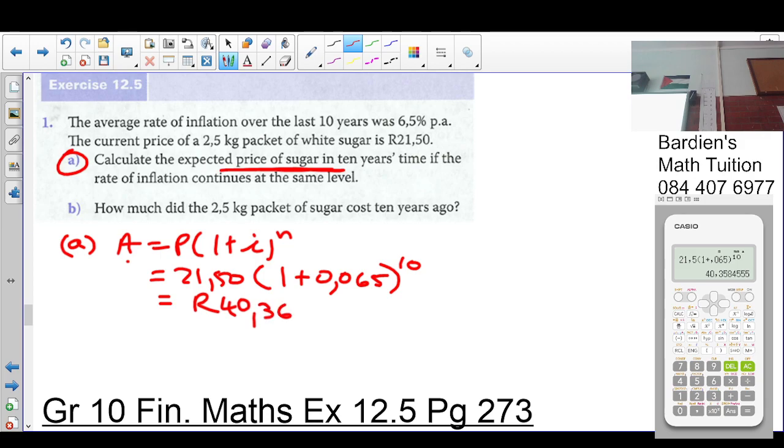Okay, let's look at B. B wants to know how much the 2.5 kilogram packet of sugar cost 10 years ago. So what am I calculating here? Calculating my P value now, not so? So what is it?